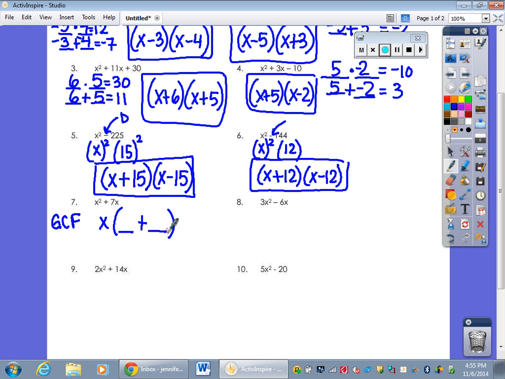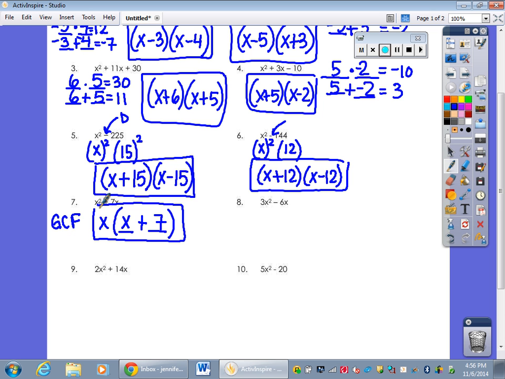So x times what would give you x squared? That would be x. And then x times what would give you 7x? And that would be 7. If when you distribute you get what you started with, then your answer is correct. So this would be x times x plus 7.